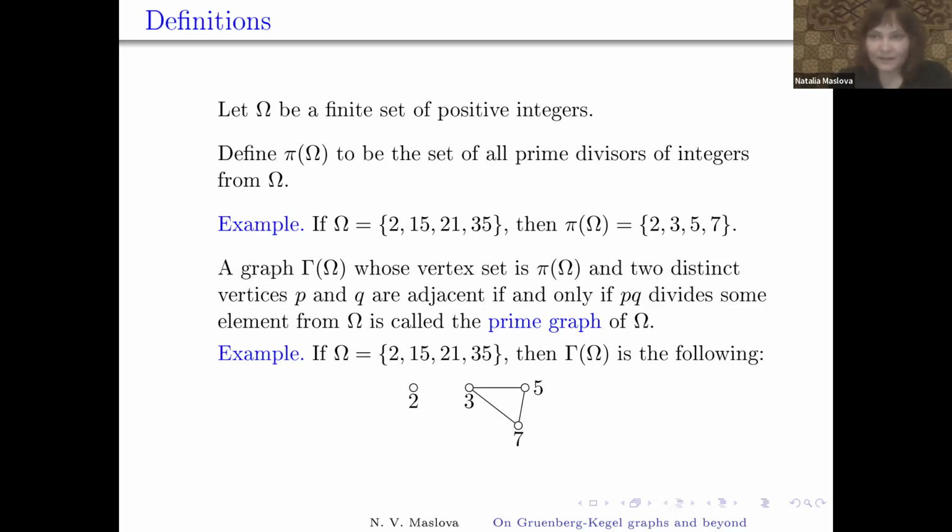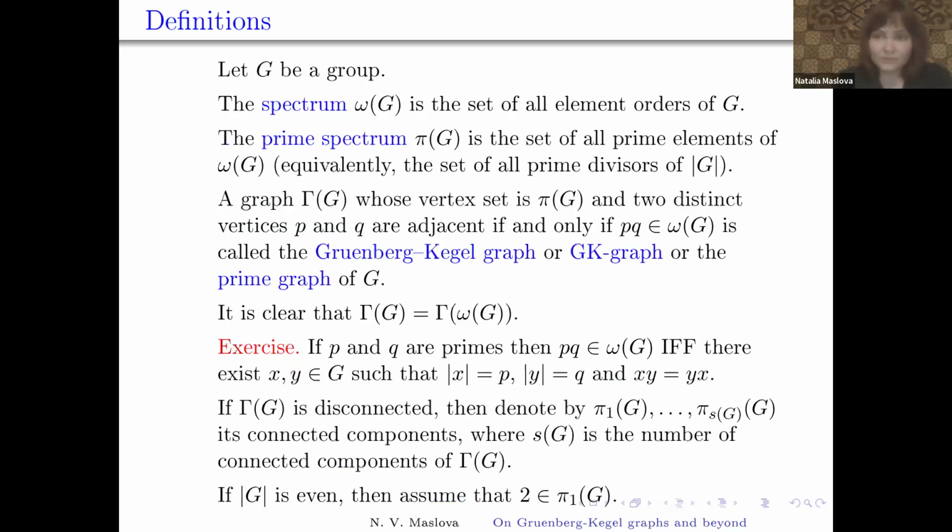The prime graph is a labeled graph. The vertices of this graph are exactly all the prime divisors of the numbers from the set, and two vertices are adjacent if and only if their product divides a number from the set. For example, if you consider the same set, 2, 15, 21, and 35, then its prime graph is exactly a union of two cliques. One consists exactly of the vertex 2, and another is the complete graph on the vertices 3, 5, and 7. And what about a finite group?